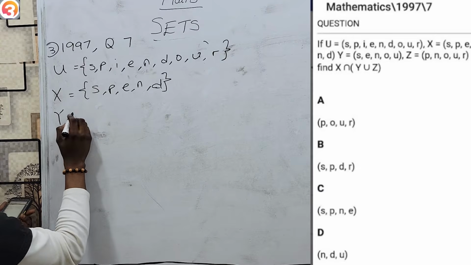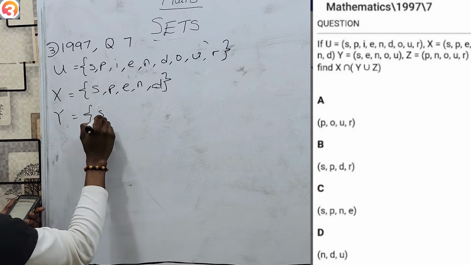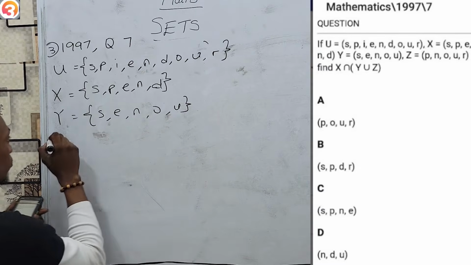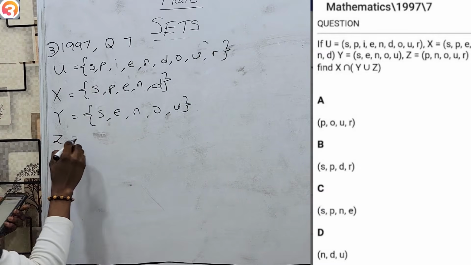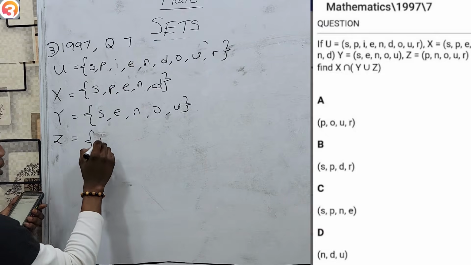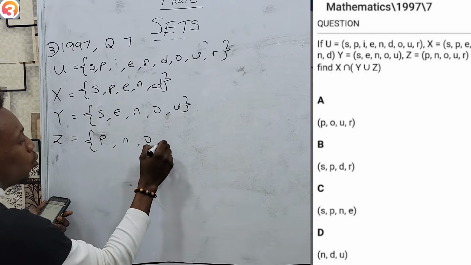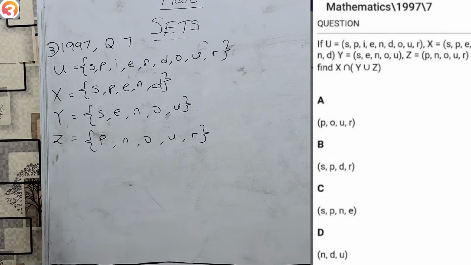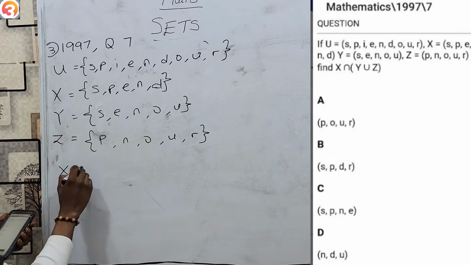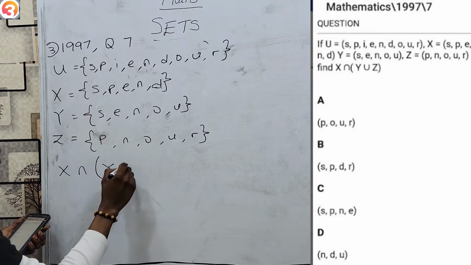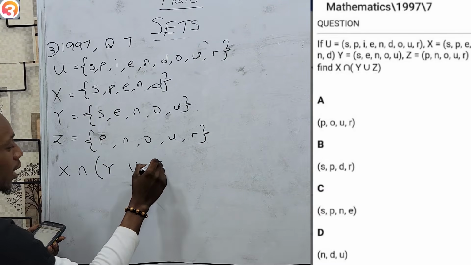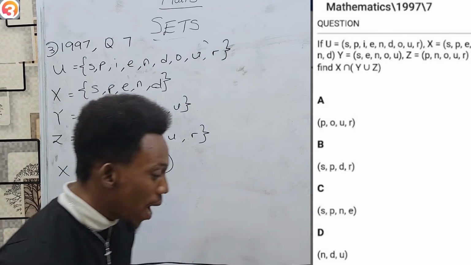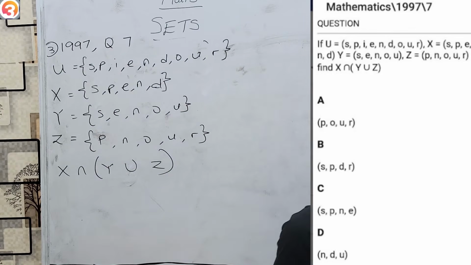Y contains S, E, N, O, U. Then last but not least, Z contains P, N, O, U, R. Then the question is, find X intersection Y union Z.